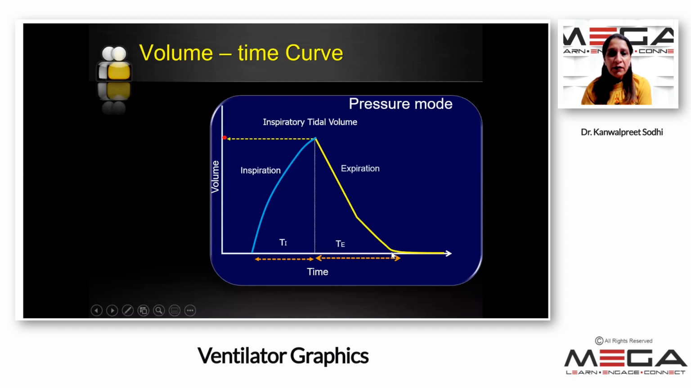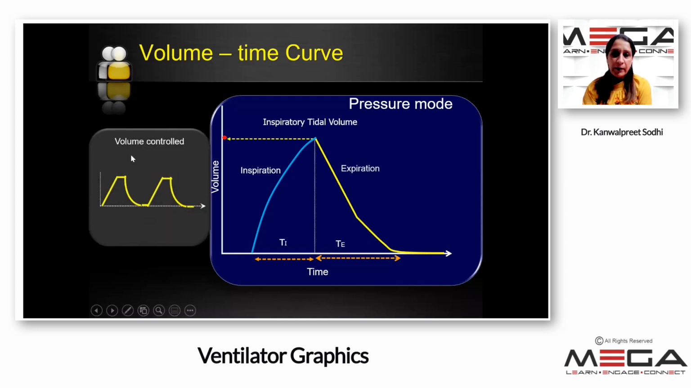The volume time curve in the volume control mode would look something like this, wherein we achieve a set tidal volume and then there's a plateau phase and then the volume starts decreasing in the expiratory phase.